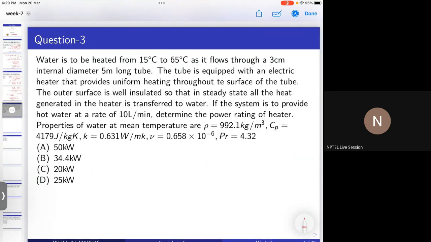So we have water which is to be heated from 15 to 65 as it flows through a 3 centimeter internal diameter, 5-meter long tube. The tube is equipped with an electric heater that provides uniform heating throughout the surface of the tube. The outer surface is well insulated so that at steady state all the heat generated in the heater is transferred to the water. If the system is to provide hot water at a rate of 10 liter per minute, determine the power rating of the heater. So this is just like the opposite of our first question. So I hope you will be able to solve it.